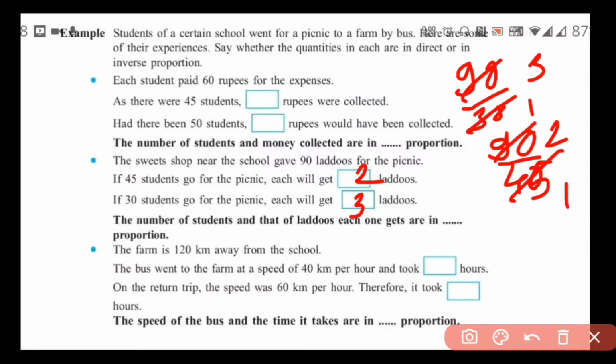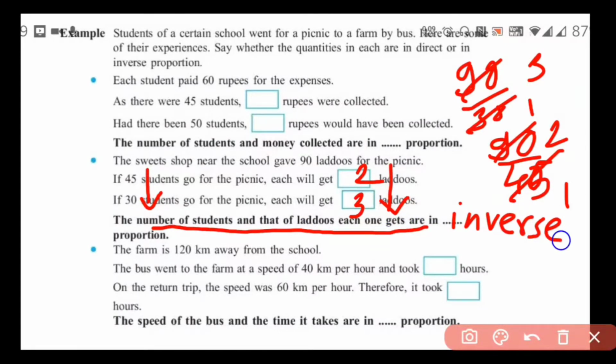That means the number of students is decreasing, but the number of laddus is increasing. One quantity is decreasing and the other quantity is increasing. So the number of students and the number of laddus each gets are in inverse proportion. In the first part there is direct proportion, in the second part there is inverse proportion. Now let us see the third part.